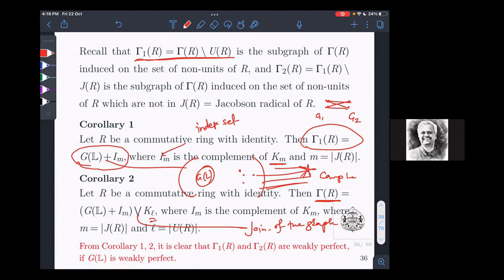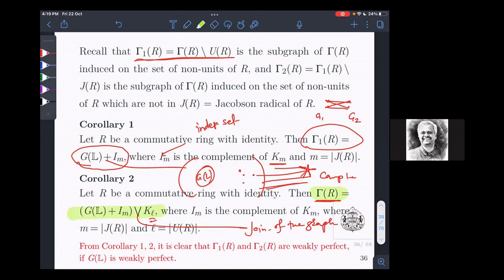And what is M? M is nothing but the cardinality of the Jacobson radical, and L is nothing but the cardinality of units. So I received gamma R completely from the zero divisor graph of a lattice. What is the good part of it? Now I'm not looking at the ring structure. I'm just looking at the zero divisor graph. Now, once this picture is with me, gamma R is GL plus IM join KL.